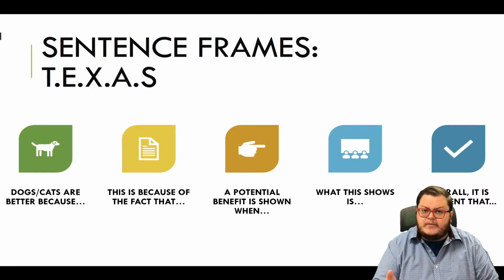So here are some sentence frames that I offered. So the topic: dogs or cats are better because. My example is: this is because of the fact that. And then explain: I give reasoning why to my topic sentence. Example: I give a direct quote or proof. Analysis, which is the so what does that prove? And how does that prove that my topic sentence was right? And then summary or concluding sentence.